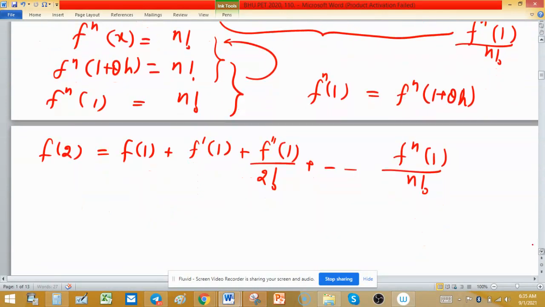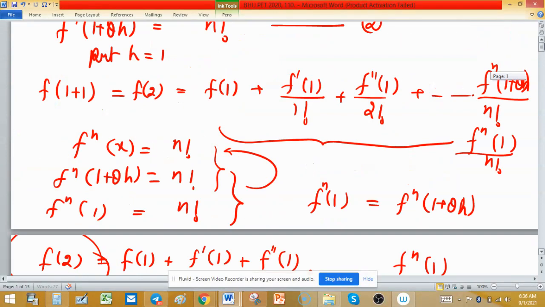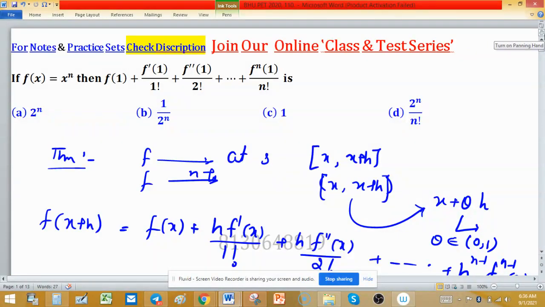So we have to find this value, as the asked value is equivalent to f(2). So we have to find the value of the function at 2, as f(x) = x^n. So f(2) will be 2 raised to the power n. Now we have to check which option gives 2 raised to the power n. Option A must be correct.